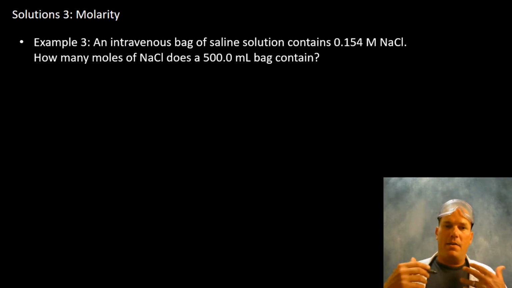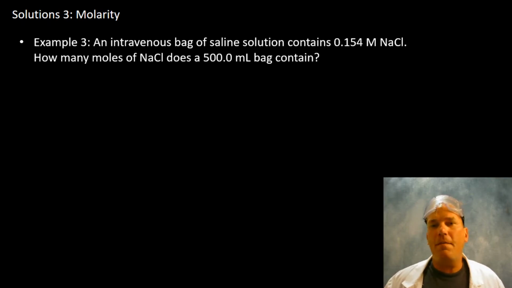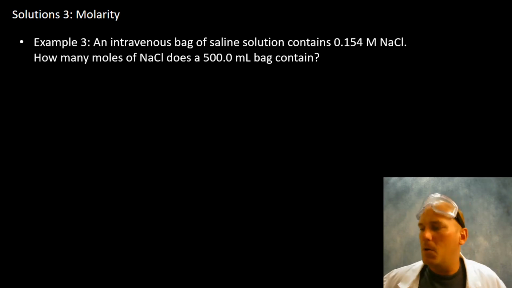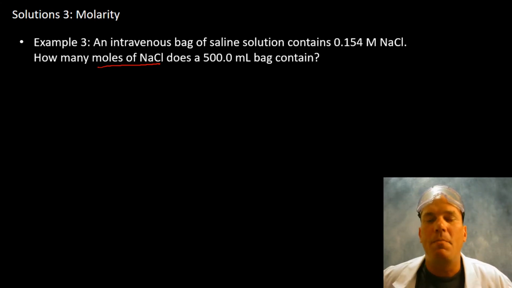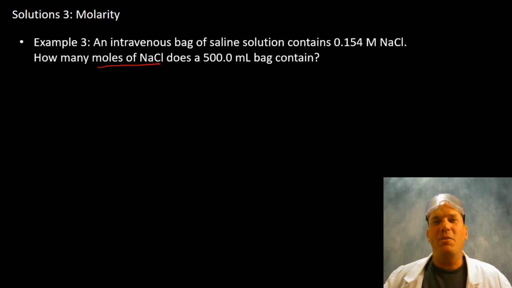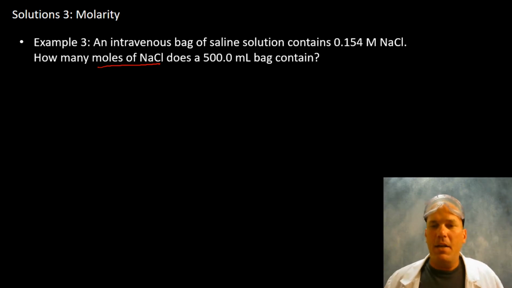All right, example 3. Here we have a saline solution, and we're told it is 0.154 molar sodium chloride. That's 0.154 moles in 1 liter. We're asked how many moles of sodium chloride a 500 milliliter bag contains. In other words, a 0.5 liter bag. You can just do that in your head if you'd like. Pause it, give it a shot, no matter which way you do it. There's more than one way, and let's check it out.